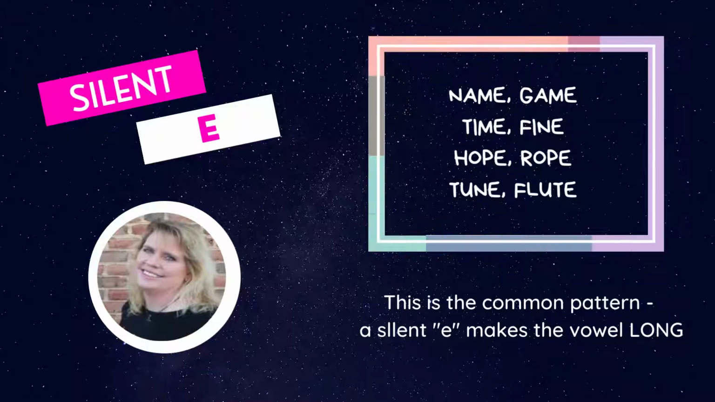This is the common pattern for silent E. It makes the vowel long. So when we see it, we say name, game, time, fine, hope, rope, tune, flute. If we didn't have the E after hope, it would be hop.